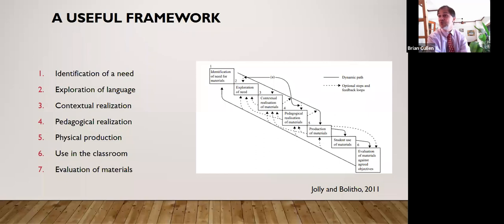Step 7 is evaluation of the materials, looking at the materials and going back to step 1 and considering, have they fulfilled the need? And as you can see from the diagram on the right, this is not a linear process. We're jumping around from step to step. So rather than a cookbook, rather than a step-by-step approach, it's good to think of this as a way to conceptualize and to experience the whole process of material writing. So Niall is going to give you a practical example of that.